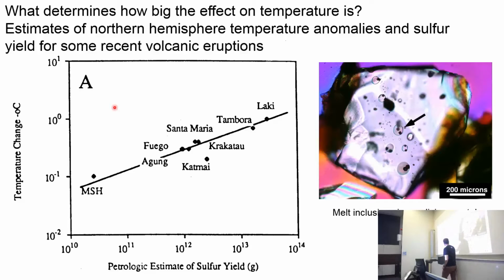Then we can compare the amount of sulfur that was erupted to the global temperature change for that year that the volcano erupted. So you can see for Mount St. Helens, a relatively small eruption, you get 10 to the minus 1 degrees C, so 0.1 of a degree Celsius cooler. For large eruptions, Krakatoa, we might get half a degree C of cooling. For very, very large eruptions like Laki in Iceland, Tambora, we might get a whole degree Celsius colder for that 1 year.